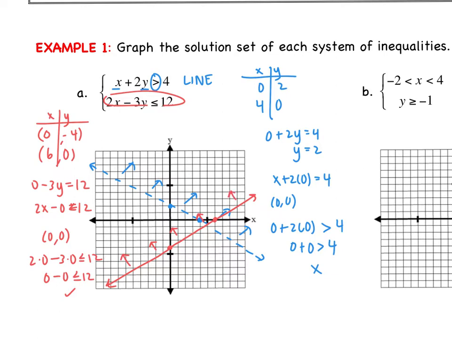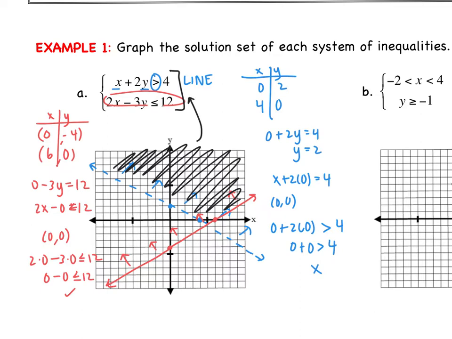So ultimately, my answer is where the two shadings intersect. The two shadings intersect right here. So any points in that region satisfy both inequalities at the same time. Questions?